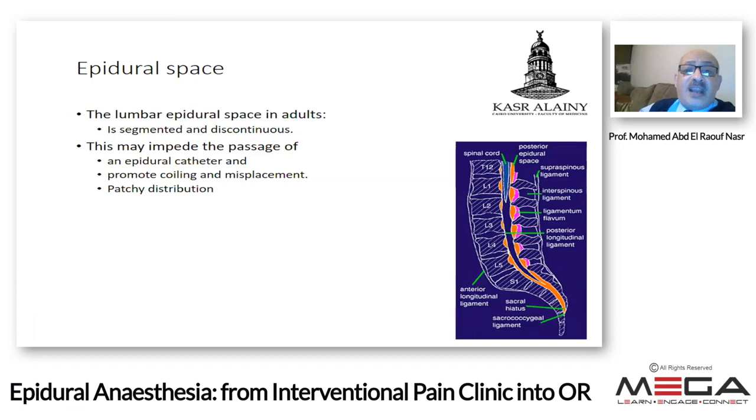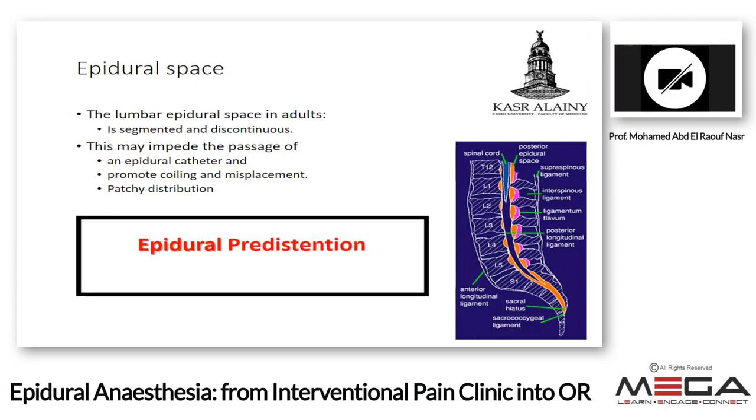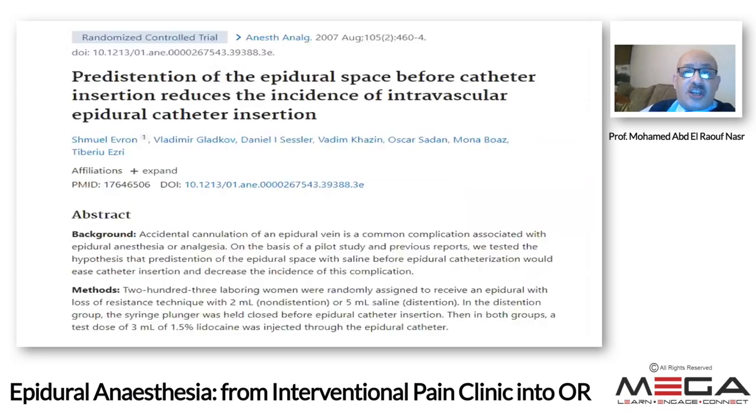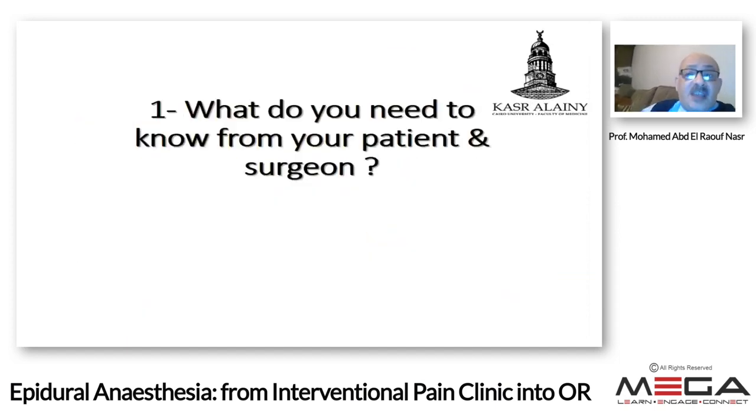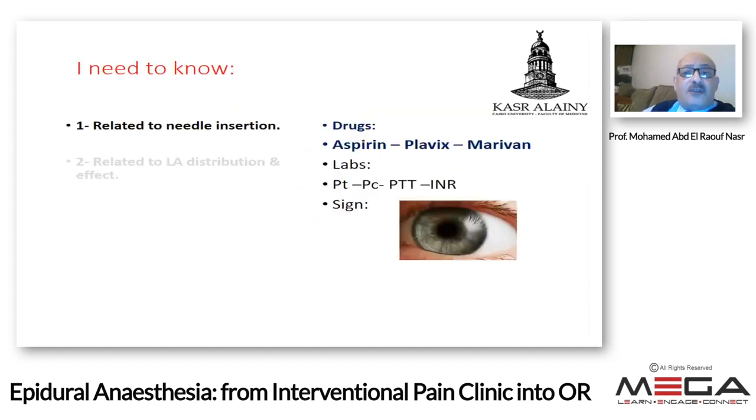This might lead to failure of epidural catheter insertion, promote coiling of the catheters, and might lead to a patchy distribution. And the concept of epidural predistension, which I highly recommend, is injecting about 10 milliliters through your epidural needle to open this discontinuous segmentation and facilitate your catheter insertion, with a lot of publications about predistension of the epidural space.